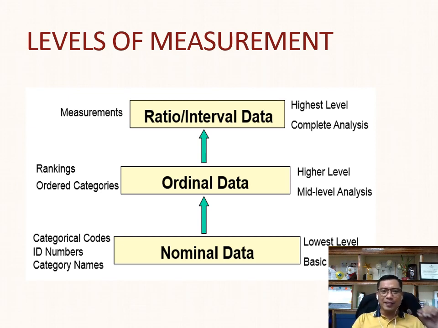But if it's ratio or interval data, there is actually a clear measurement of distance between one response, or one measurement, and another measurement. You could actually compare them. And these are measurements, grades, performance. These are even height, even weight, and so on. It's because they are actual measurements, and you could compare them versus other measurements also. And this is the highest level, or the complete analysis.